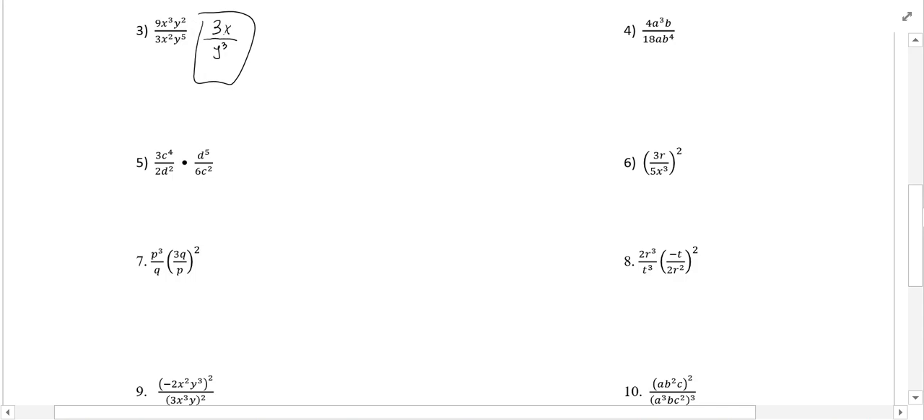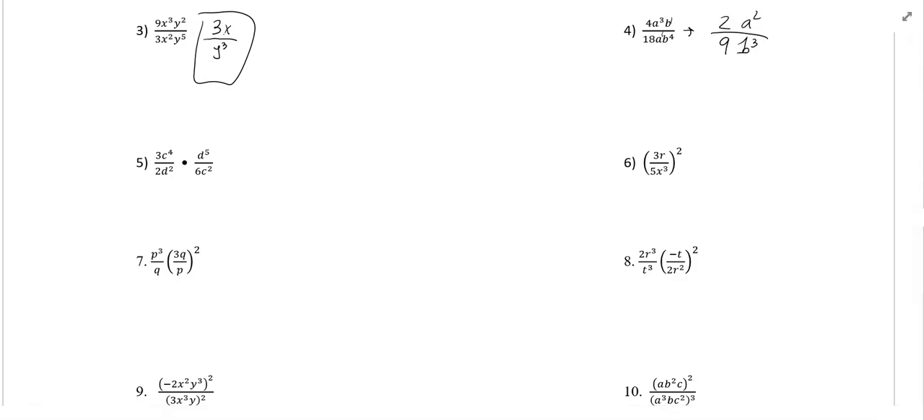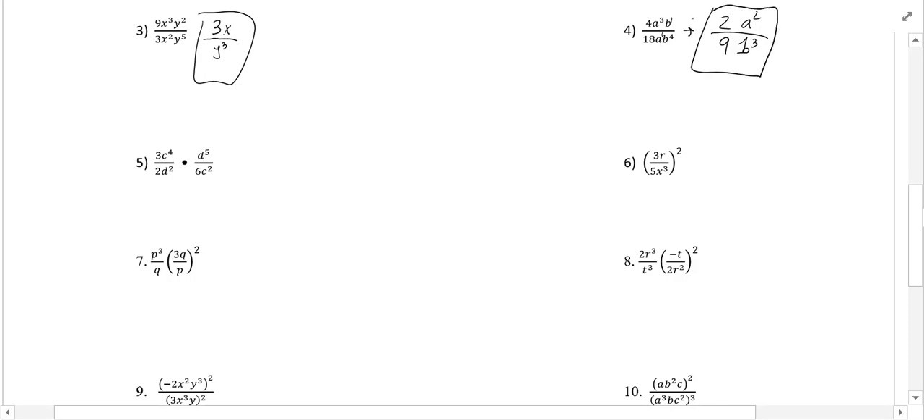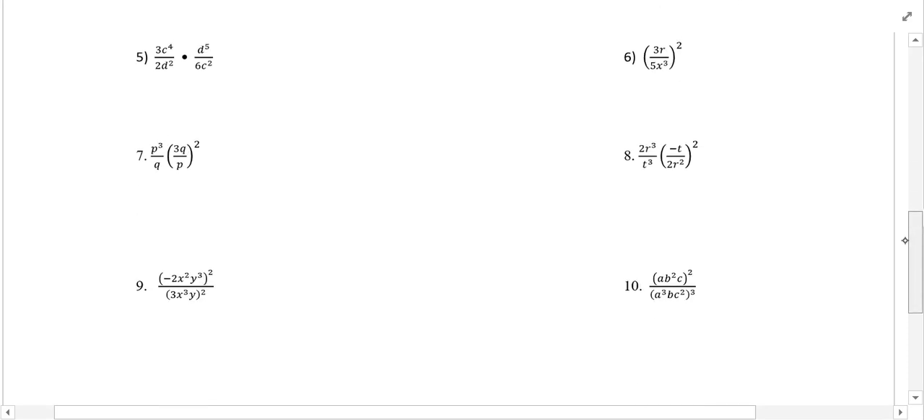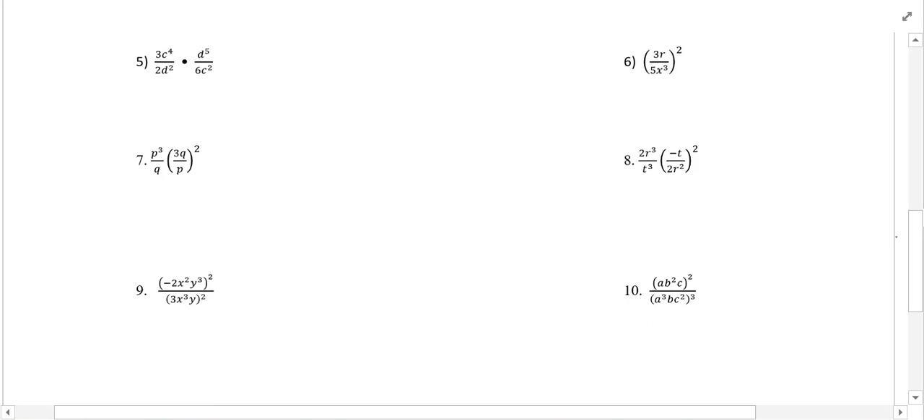Okay, I want you to pause the video and you try this one. Okay, so let's take a look at what we got. When we reduced, we got 2 ninths. Here, a to the third, a to the first in the denominator. So when you simplified, you're left with a squared in the numerator. With the b's, you have b to the first in the numerator, b to the fourth in the denominator. So when you simplify, or when you subtract them, reduce, you're left with a b to the third in the denominator.